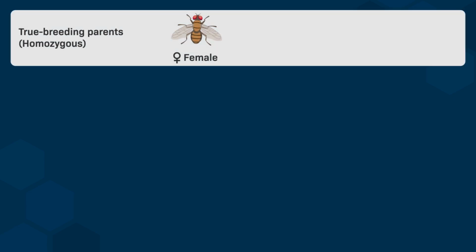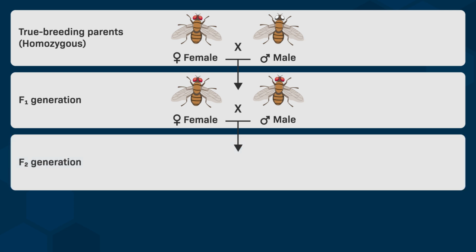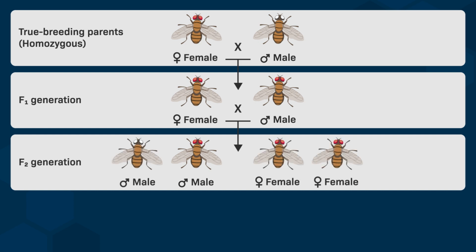When a true breeding female that has red eyes is crossed with a true breeding male with white eyes, the result is both male and females that possess red eyes. The second cross is between a male and female of the F1 generation and results in an F2 generation. The F2 generation gives rise to progeny that have three phenotypes: males with red eyes, males with white eyes, and females that only have red eyes. There are no females with white eyes. How can we interpret this?